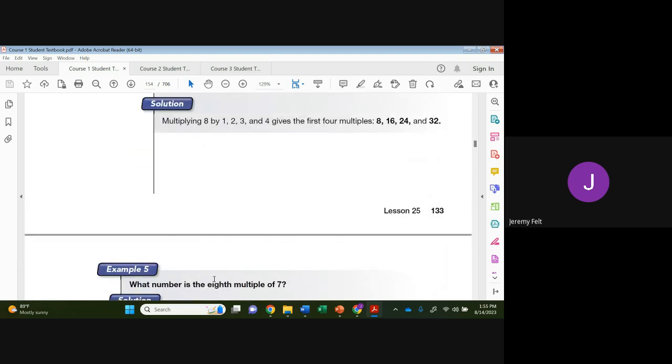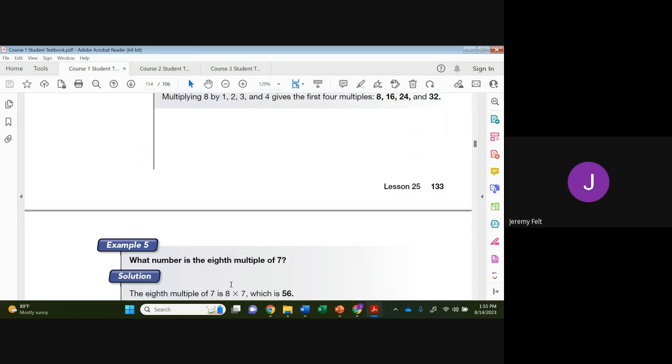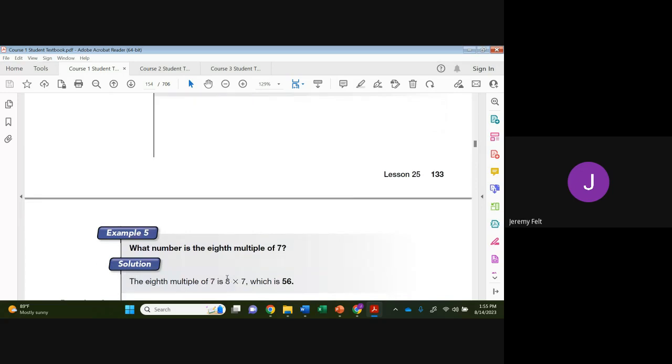What is the 8th multiple of 7? Again, we can go through our list, but if we know we're just looking for the 8th, well, the first we multiply by 1. The second we multiply by 2. The third we multiply by 3. So we can just say 8 times 7. Well, remember that from our multiplication table. 8 times 7 is 56.